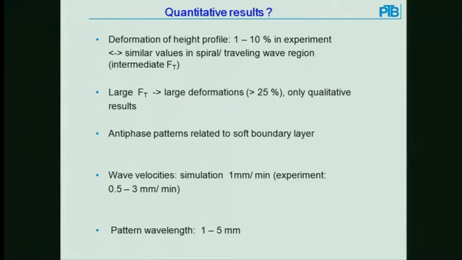But maybe first, since we put realistic parameters in, maybe something about quantitative results. The deformation of the height profile I showed you in the beginning were 1 to 10%, and we get similar values in this region just above these two lines I had in the phase diagram, just above the onset of spatial instability, where you see spiral and traveling waves. So that's intermediate mechanochemical coupling. If you go to large mechanochemical coupling, you get huge deformations in the simulation.